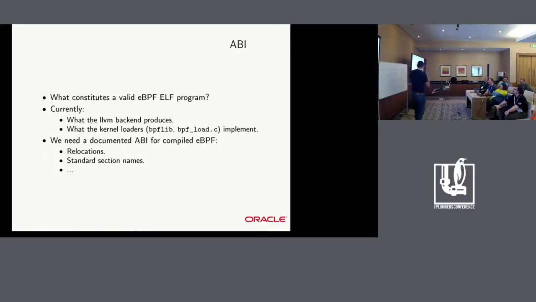Okay, the ABI. The kernel verifier is about whether a program is secure enough or safe enough to be executed in the kernel context. But on the other side, in compiled BPF, what constitutes a valid ELF BPF program? At the moment, this is defined by what the LLVM backend produces and what the kernel loaders accept, like libbpf. Is it libbpf or bpf-lib? I always get so confused about that. And bpf_load.c, which is a sample that is around in the kernel sources.